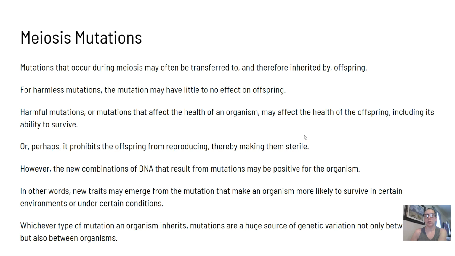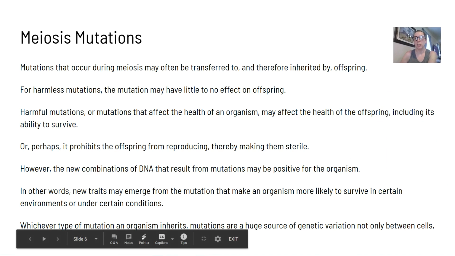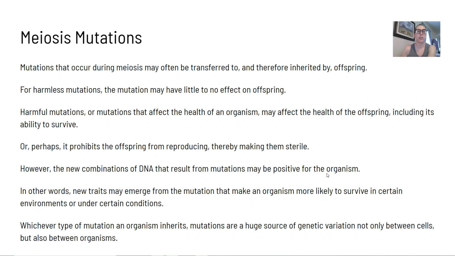Whichever type of mutation an organism inherits, mutations are a huge source of genetic variation, not only between cells, but also between organisms. Okay, so a meiosis mutation will affect offspring if it's harmful or beneficial. If it has no effect, then we wouldn't know, but it is still passed on to offspring because meiosis is where those gametes are formed, right?